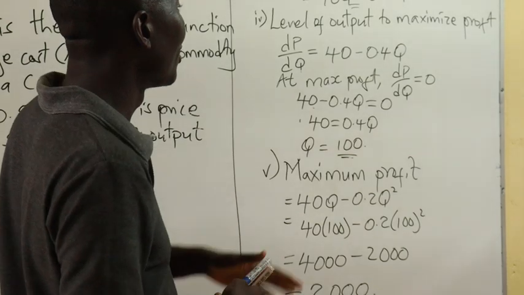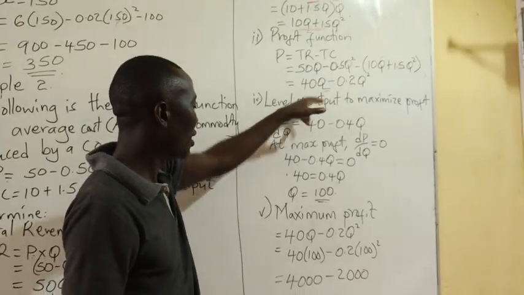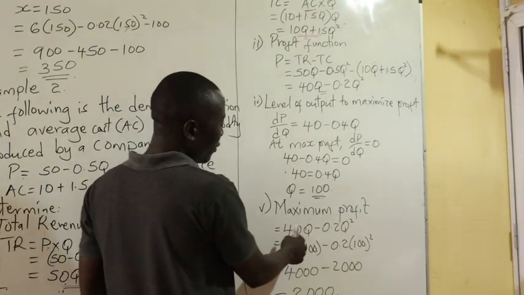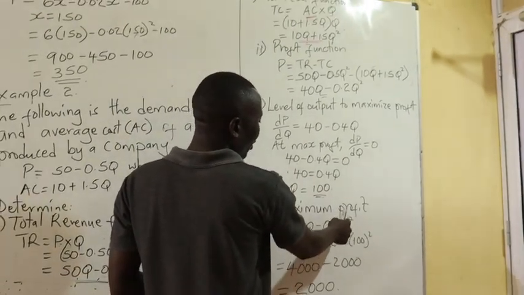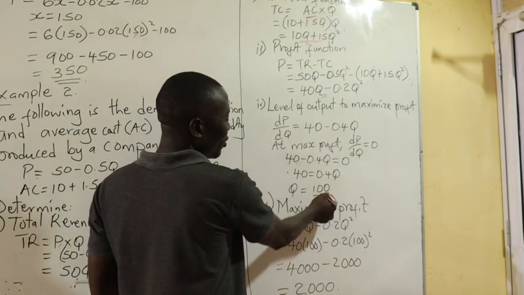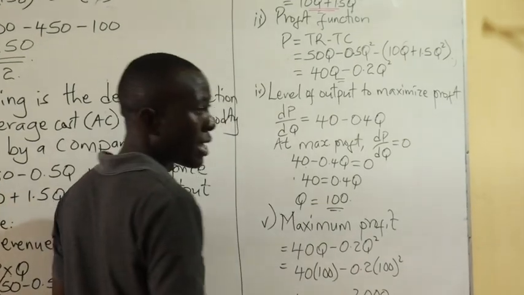So this 100 will be substituted in the profit function we found here to get our maximum profit. Our profit function was 40Q minus 0.2Q squared, and therefore where we have Q, we'll substitute 100, and therefore we get our maximum profit as 2,000.